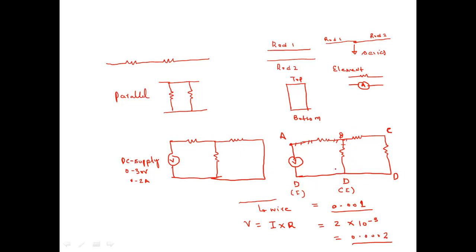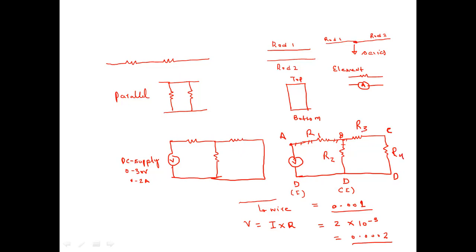Now to identify which element is in series and which element is in parallel, we can look at this particular circuit. If you are looking at this particular circuit, you can see that there's one common point, that is C over here. So that means, if I write this as R1, this is R2, this is R3 and R4.